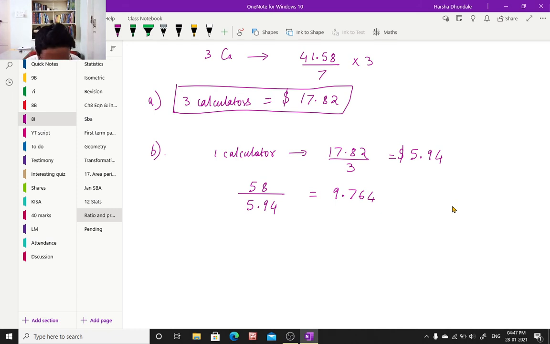How many calculators can you buy for $58? You can buy, or I can buy 9 calculators. That's it. 16th one.